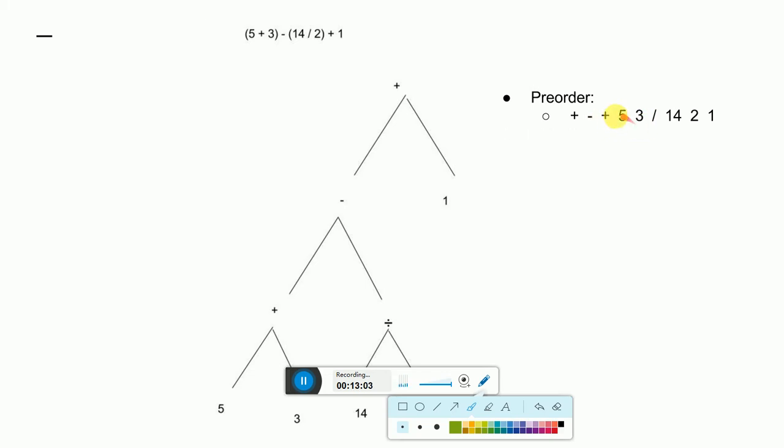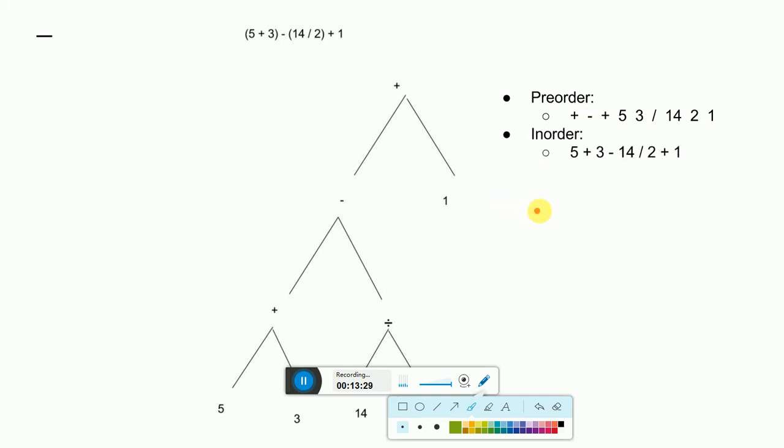All right, we'll get a single number, so we get plus, minus, and then we have an 8 here, divide 14, 2, 1. So then the next place that we would have two numbers preceded by an operator would be the divide 14, 2, and then we get 7. So we have plus, minus, 8, 7, 1. And so we would actually take 8 and subtract 7, and then we'll take that 1 and 1, add those together to get 2, which is the answer for that.